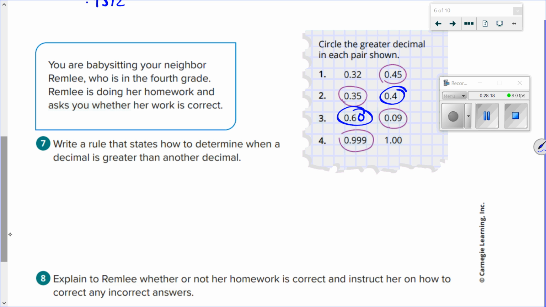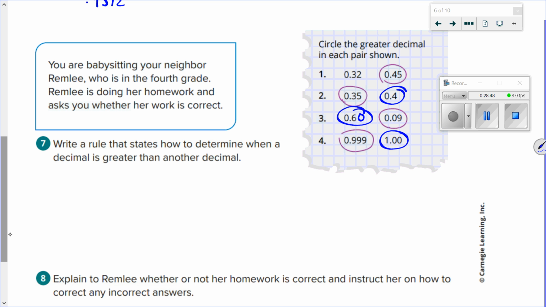What about for number 4? Raise your hand if you think she's right. Okay, what do you have to say, Austin? Why? Any whole number is bigger than any decimal. Okay? So if it's a whole number, it will always be bigger than any decimal, regardless of how many 9s there are. Jet?